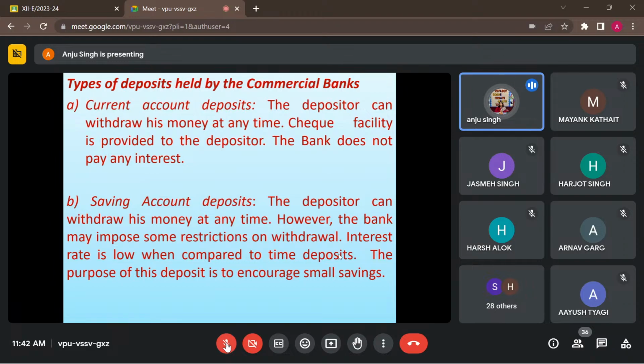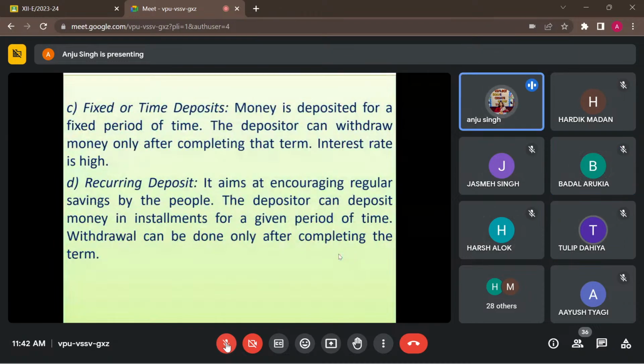Now, someone has to turn on the mic and tell me which account between these two suits the salaried class. Savings account. Savings, good. And the business class? Current account. Okay. Which account out of these two provides overdraft facilities to few? Current account. Yes. And now, fixed deposit and recurring deposit.